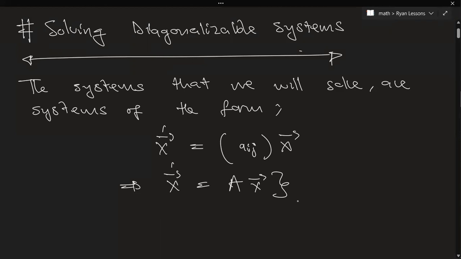So these systems can be classified under two classes, diagonalizable and non-diagonalizable, depending on the matrix that is involved. So if A is diagonalizable, we call it a diagonalizable system. If A is non-diagonalizable, then it becomes a non-diagonalizable system. But what we want now is to focus only on one category, which is that of diagonalizable systems. So how do we solve diagonalizable systems?